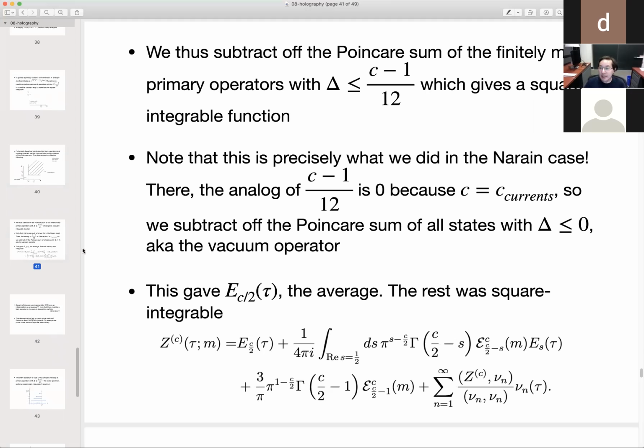So what we do is we subtract out the Poincare sum of finitely many operators with total conformal dimension less than C minus 1 over 12, and that will give a square integrable function. This is precisely what we did in the Narain case. There, the analog of the C minus 1 over 12 is 0 because the number of currents was simply given by C. And so the only thing we needed to subtract off was the vacuum state. That had delta equals 0, and that was the vacuum operator. And there, it had an interpretation as the average, and the rest was square integrable. So we subtracted off this term here. We got the rest to be a square integrable function, and then we used our technology.